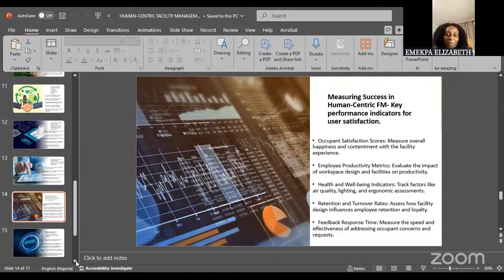Health and well-being, factors, life and economic. When we're looking at the health and well-being indicators, right? I mentioned earlier, when we are providing furniture in our workplace, let us provide comfort for our people, all right?